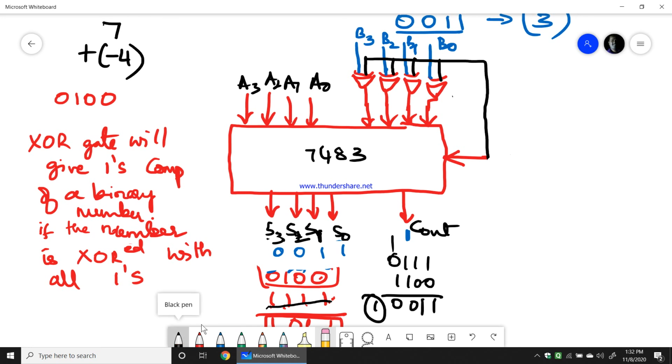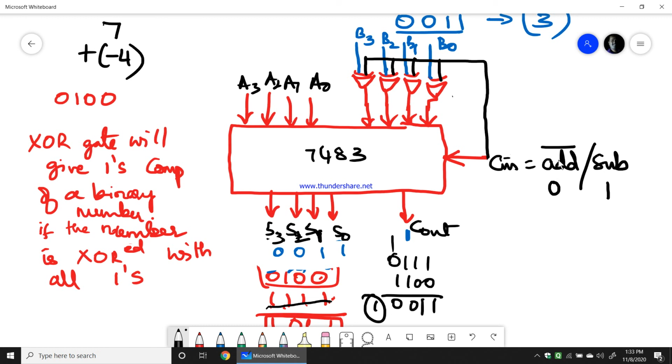So here Cin equals adder bar subtractor. The bar says value 0, without the bar says value 1. So when Cin equals 0, it means it is an adder. When Cin equals 1, it means it is a subtractor.